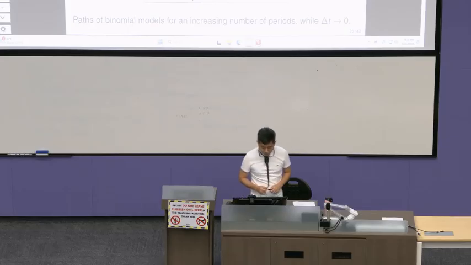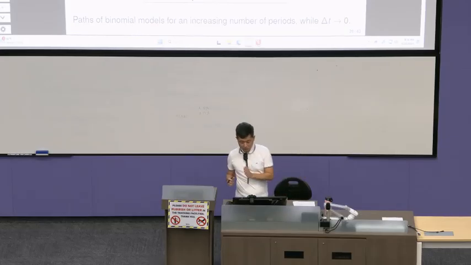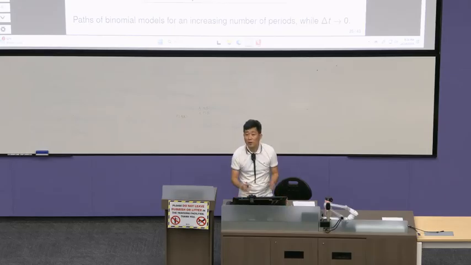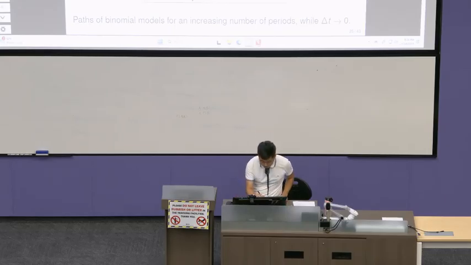And we now want to move into continuous time. In which case, if you look at a multi-period binomial, basically we split T into n periods. And if n goes to infinity, then for every two points we consider, the duration goes to 0.